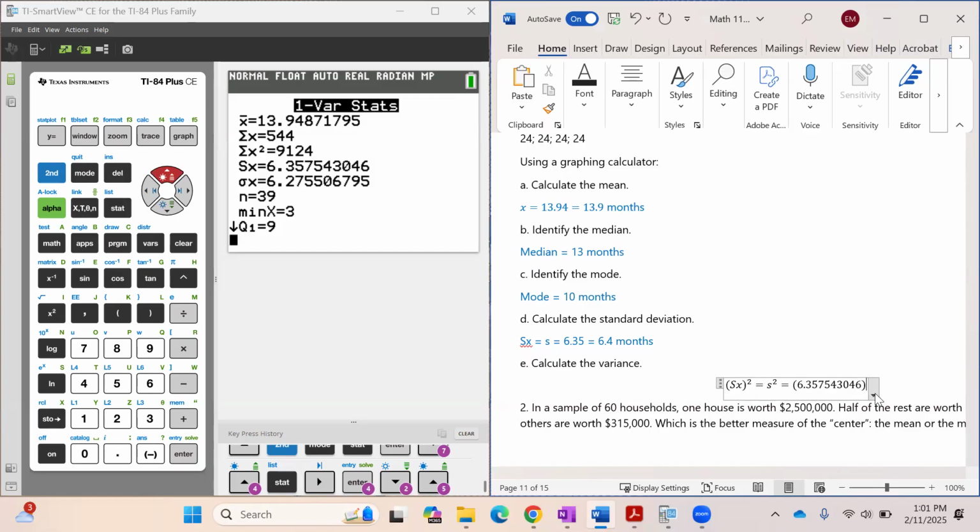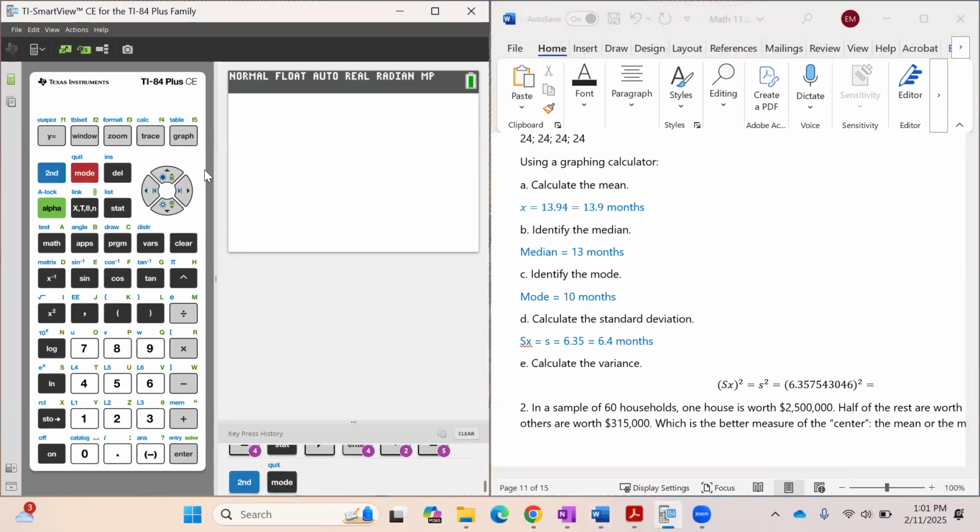6.357543046, and this whole thing is squared. What this comes out to, we could do it on the calculator here. So let me go to quit and we can do 6.357543046. You want to press this X squared option right here. Press that, hit enter, and we got our answer.